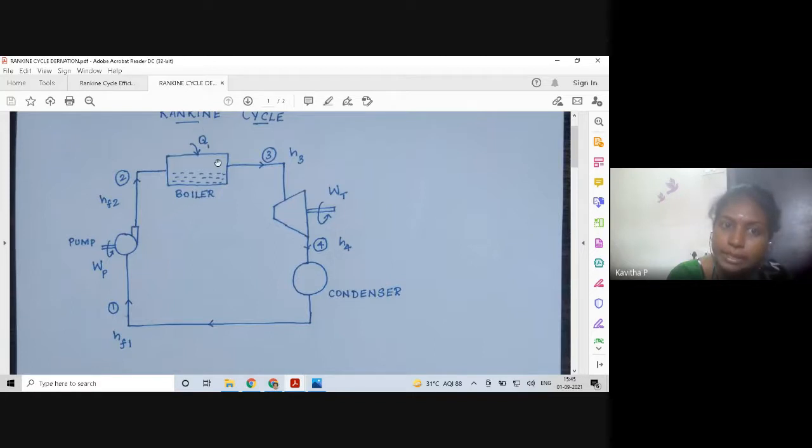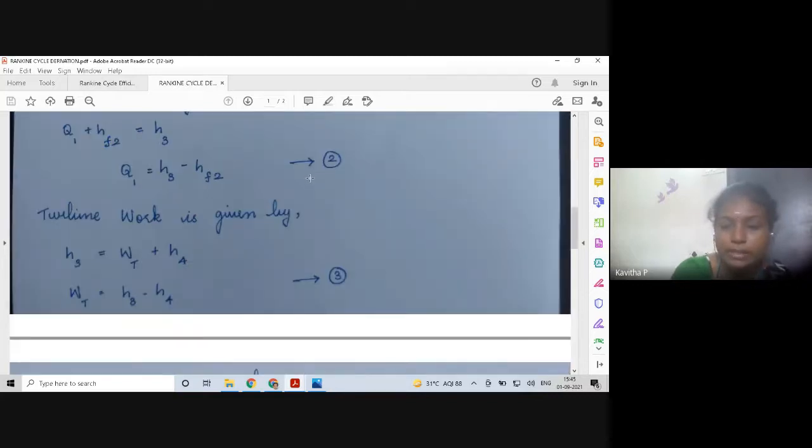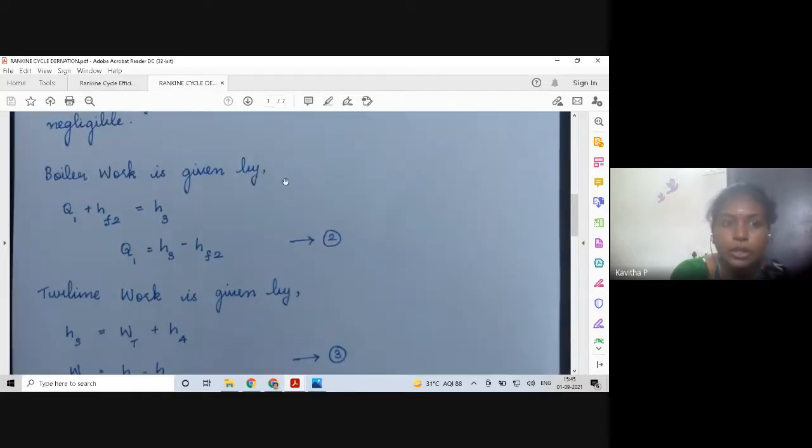So Q1 is the heat supplied to the boiler and HF2 is the high pressure water entering into the boiler. These two combined together will produce a superheated steam, which is H3. So the work done by the boiler is Q1, which is the heat added, and HF2 is the high pressure water entering into the boiler, which is equivalent to the output of the boiler, which is superheated steam, H3. So from this equation, I want to get the value of Q1, which is equal to H3 minus HF2. And I'm taking this to be equation number 2.